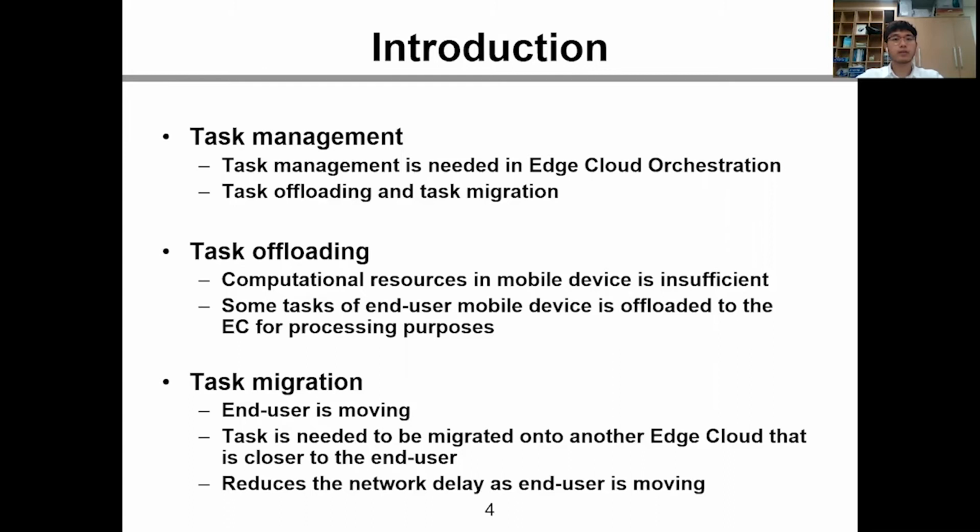Second is task migration. Let's say the end user is currently moving. In order to reduce the network delay, we need to keep tasks closer to the user. So if the task is becoming further from the end user, we need to migrate it.